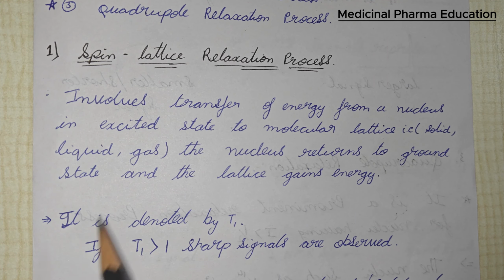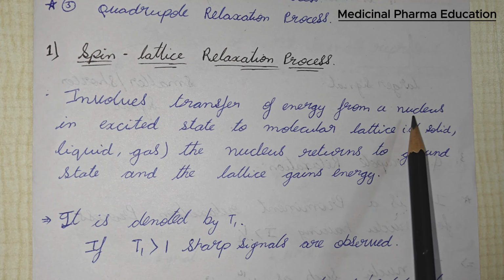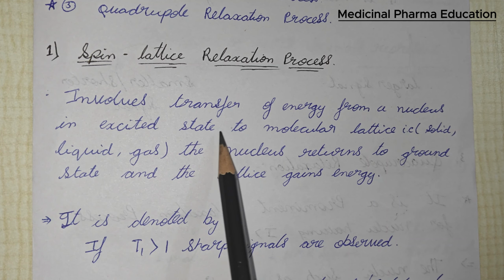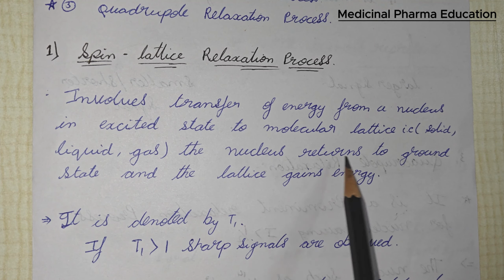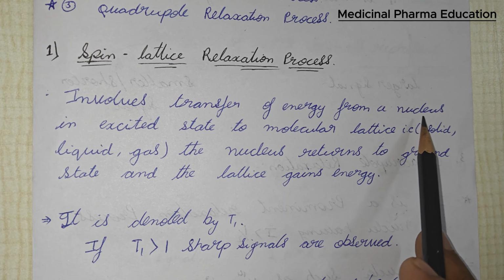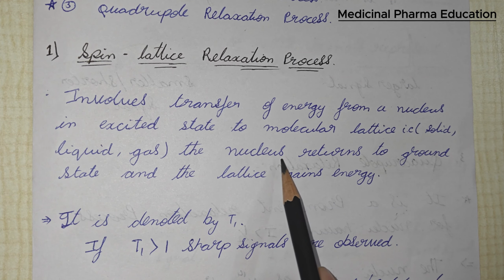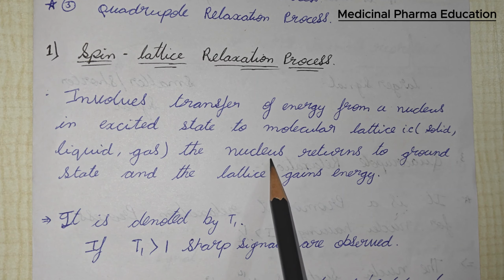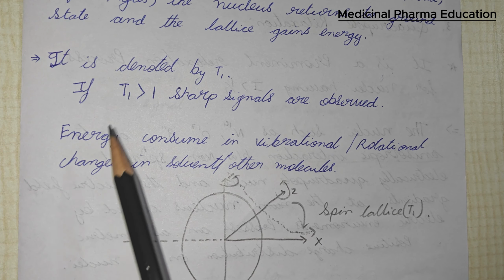Here, the lattice is another molecule. It involves transfer of energy from a nucleus in the excited state to a molecular lattice, for example solid, liquid, gas. The nucleus returns to the ground state and the lattice gains energy. The molecular lattice absorbs the energy from the nucleus, and after absorbing, the lattice gains energy and the nucleus returns to the ground state. That's the basic concept. By this, the nucleus undergoes relaxation. Understand this. It is denoted by T1.